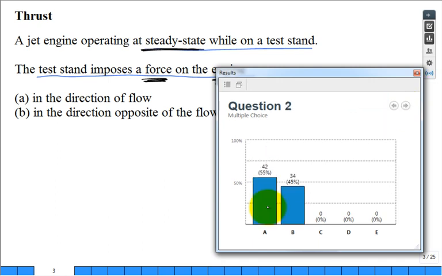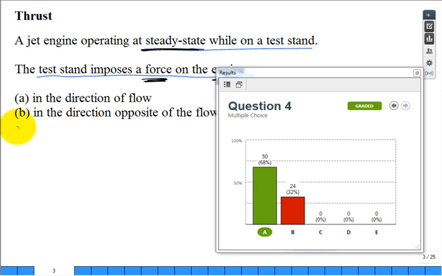Some of you improved, but I was hoping it would go really close to 100%, and it really didn't. Now, why do I bring this up? Because Wiley Plus grades the wrong answer correct. I'm trying to help you here. That's all I could say.